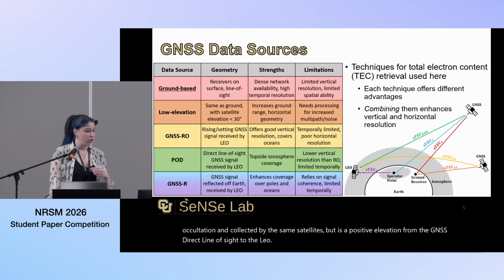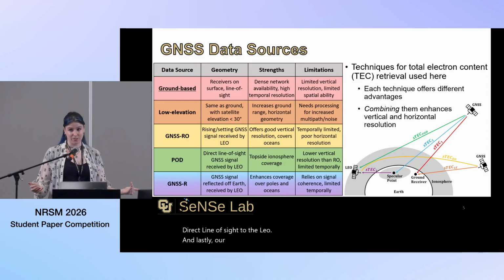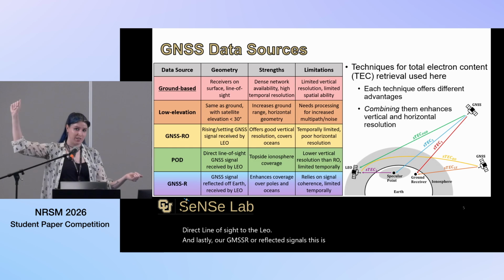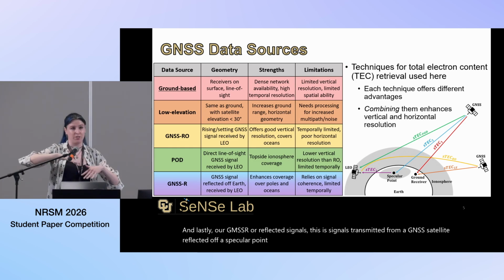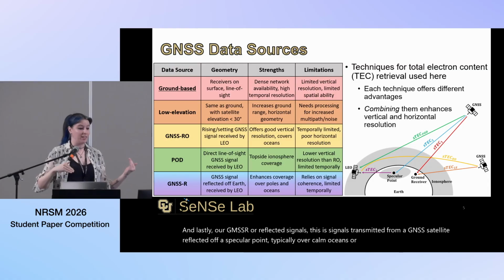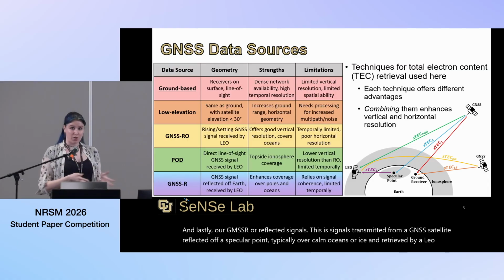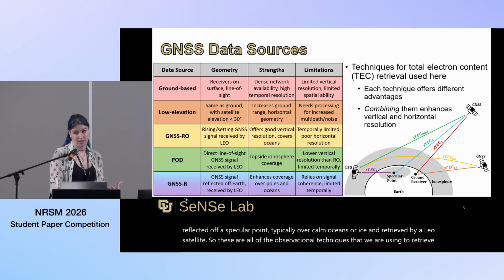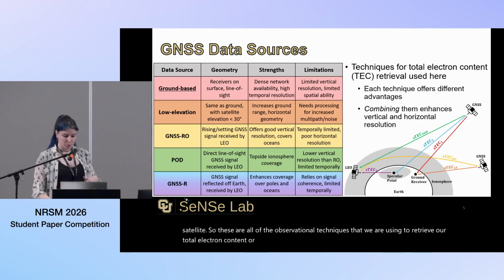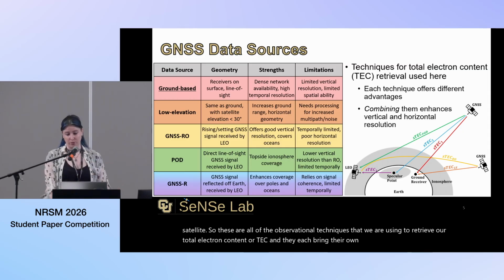And lastly, our GNSS-R, or reflected signals. These are signals transmitted from a GNSS satellite, reflected off a specular point, typically over calm oceans or ice, and retrieved by a LEO satellite. So these are all of the observational techniques that we are using to retrieve our total electron content, or TEC, and they each bring their own advantages, but what are we doing with them?